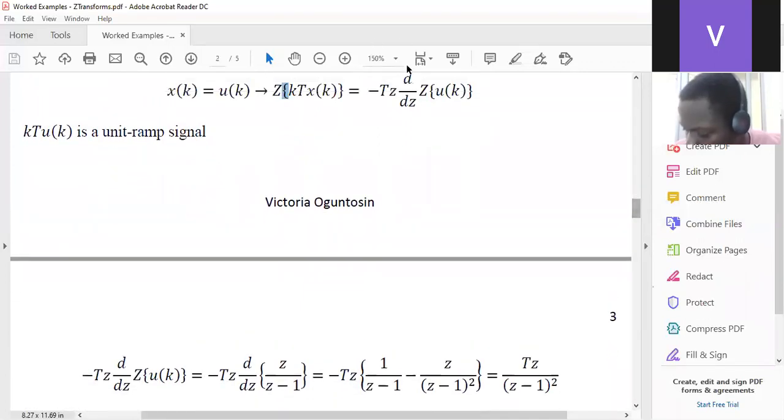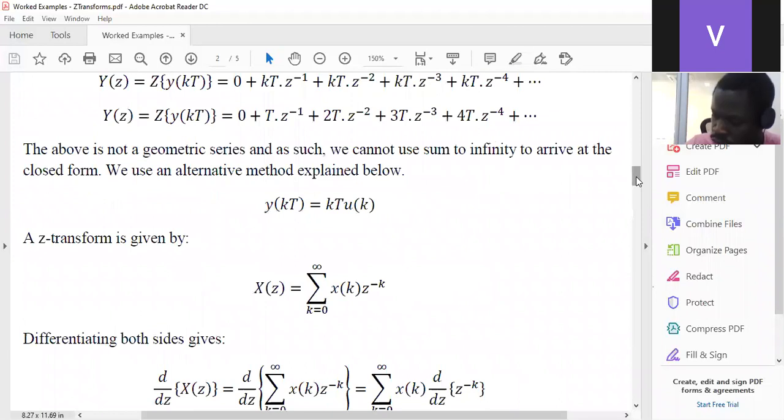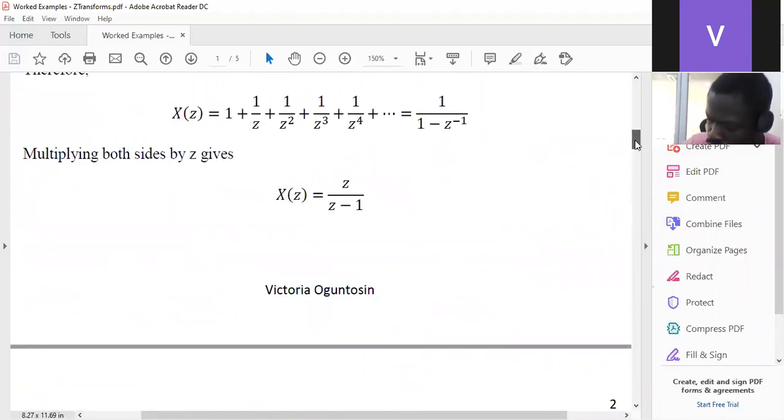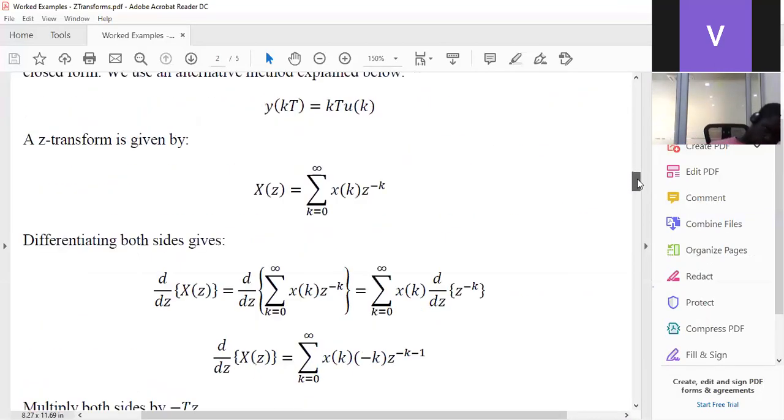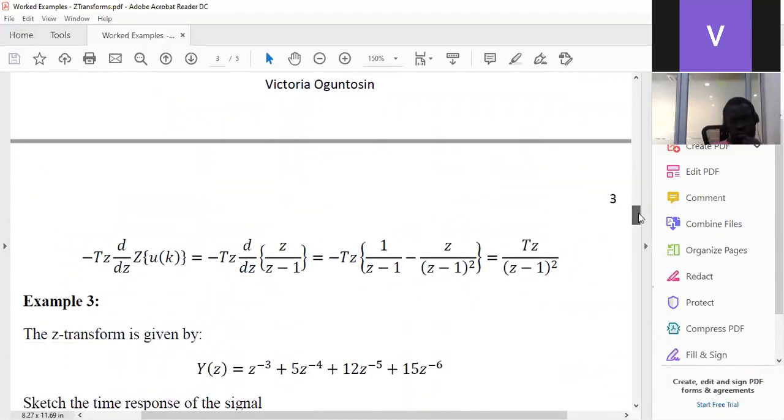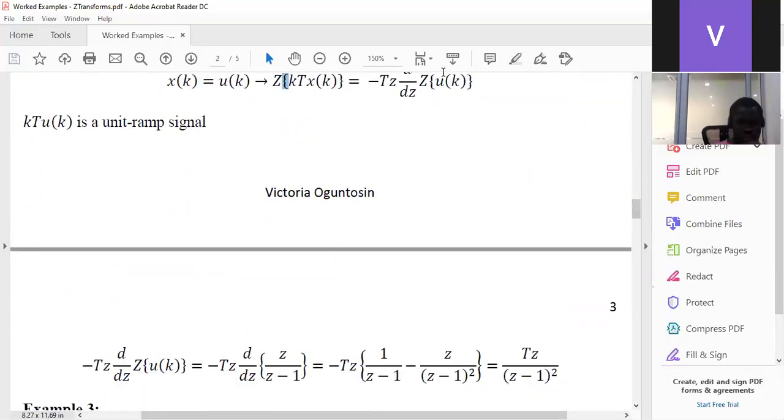So since we've been able to get to this point, in the first example, we got the Z transform of the unit step. We got it as Z divided by Z minus 1. So let me just go back to that example. The first example was the unit step. So we got it as Z over Z minus 1. So since we've been able to get to this point, we already know the Z transform of U of K. And the Z transform of U of K is Z over Z minus 1.